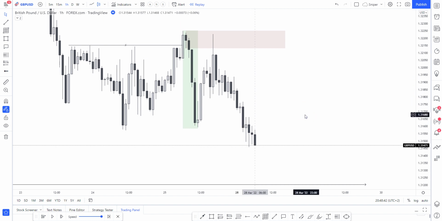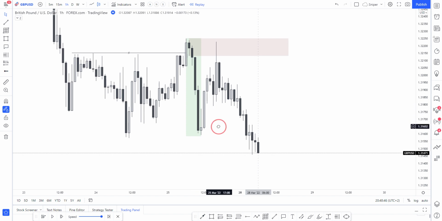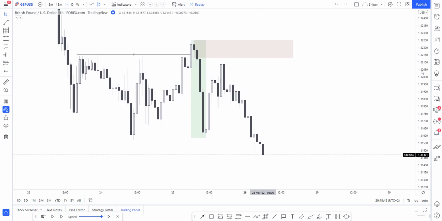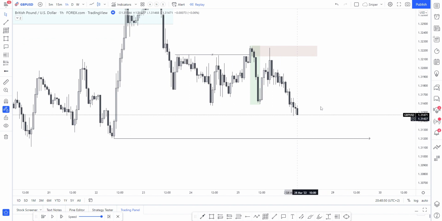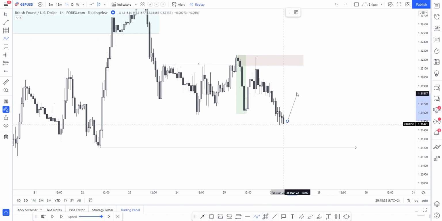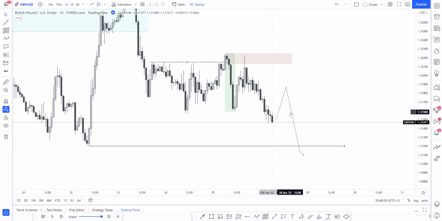Now we need to look at where price can potentially hit on from here. So we want to see price go lower. Can we get now a pullback and then a further push towards the downside? So that's the idea, and that's the framework that we have in mind.